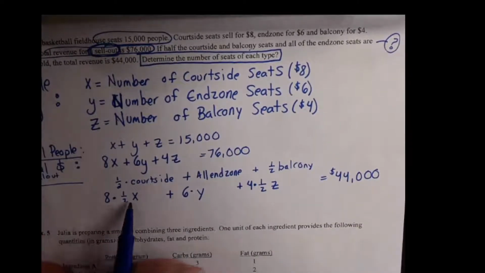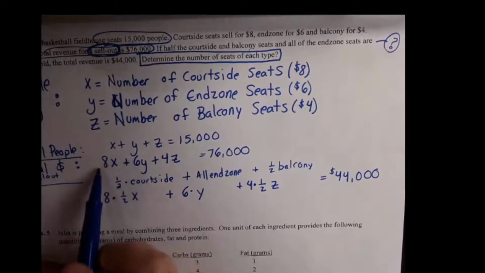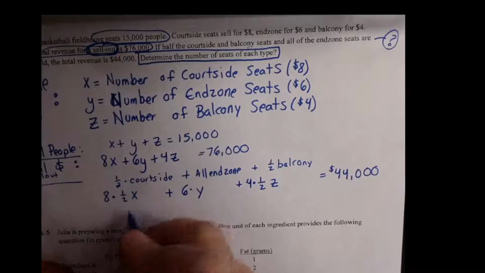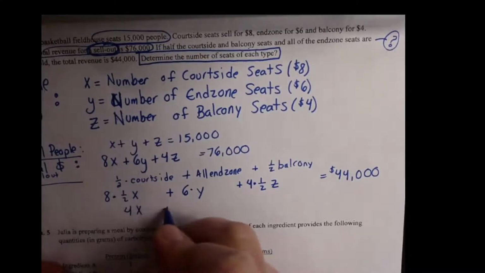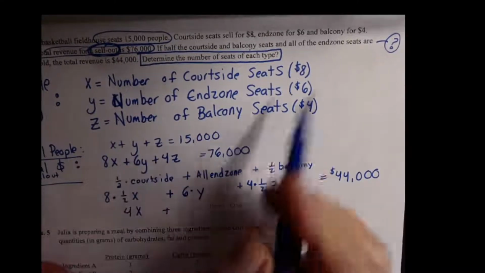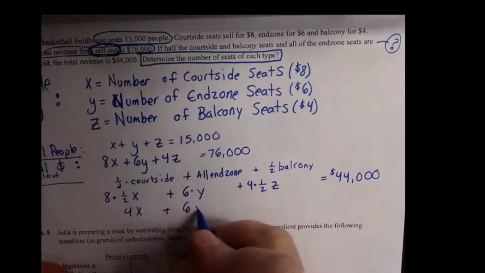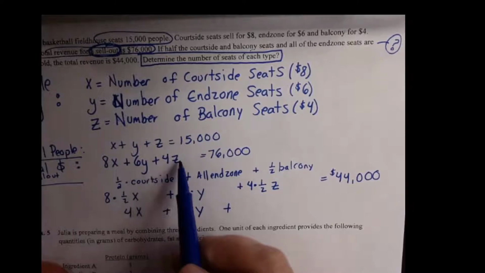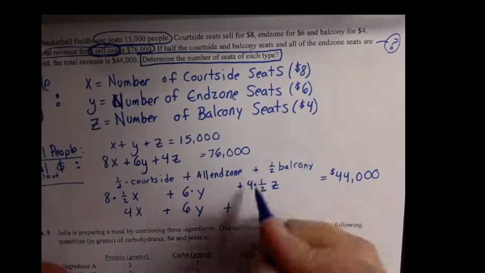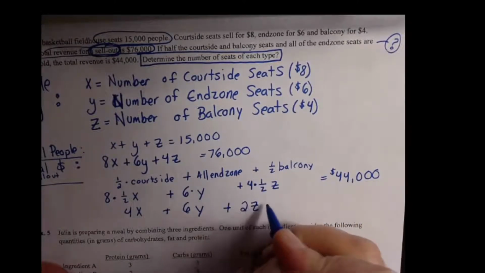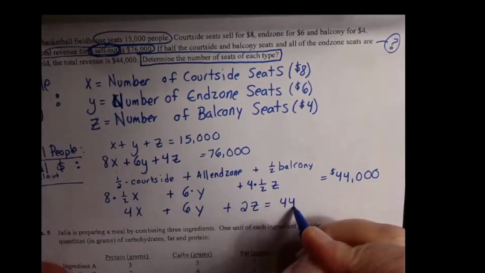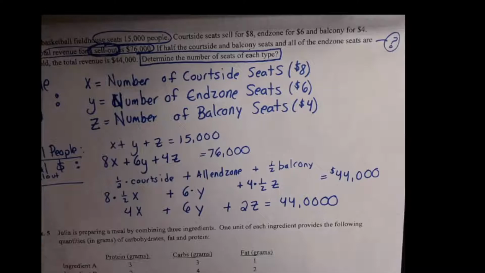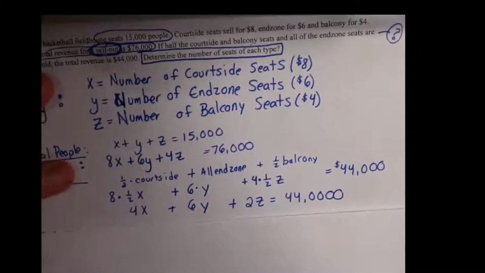So if I were to sell all of them, I would get $8 for all of them. We want $8 for half of them, so we're going to get 4x. This is $6 for all the end zones, plus normally you get $4 for all of them. We want $4 for half of them, so that would end up being 2z equals 44,000. Okay, a little bit out of space, so we're going to continue this down.